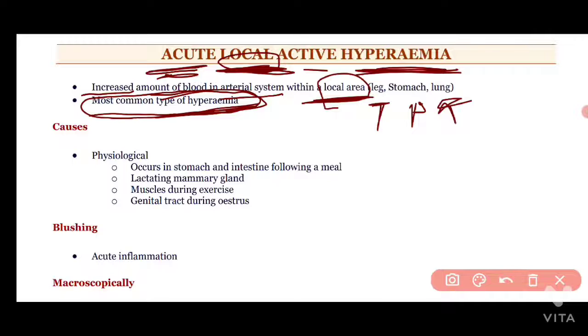Now let us come to the causes. The causes may be physiological or sometimes due to acute inflammations. When it comes to the physiological causes, it occurs in the stomach and intestine following a meal. After the meal, the body is going to metabolize the meal, which requires nutrients and blood. The blood contains nutrients and oxygen supply to the organ to digest or metabolize the meal.